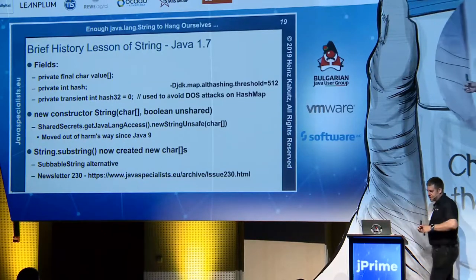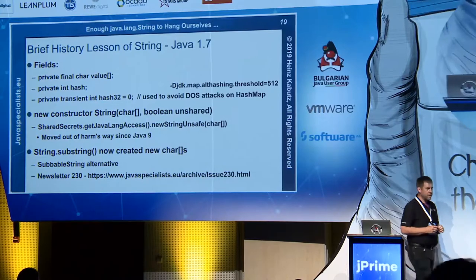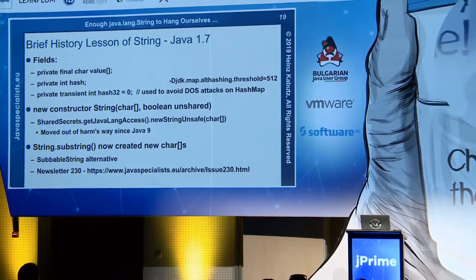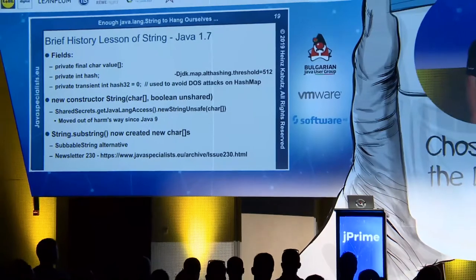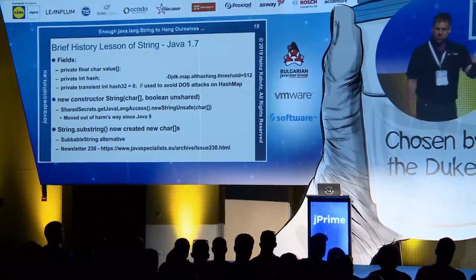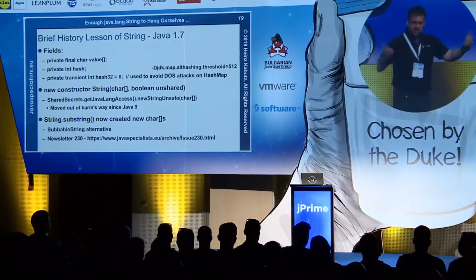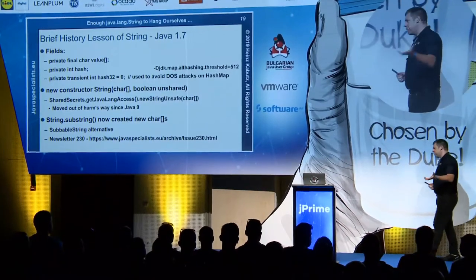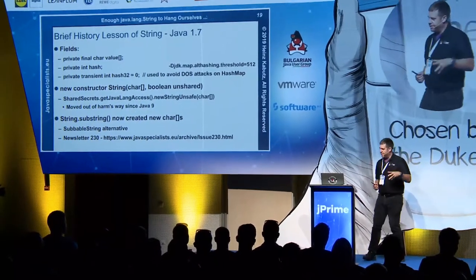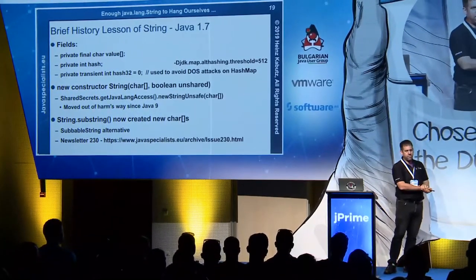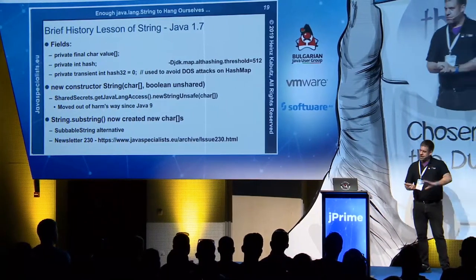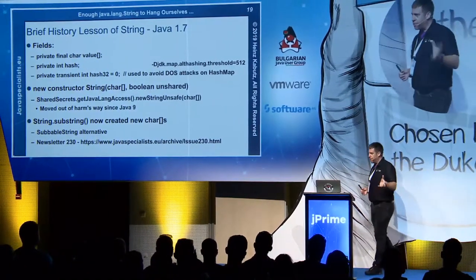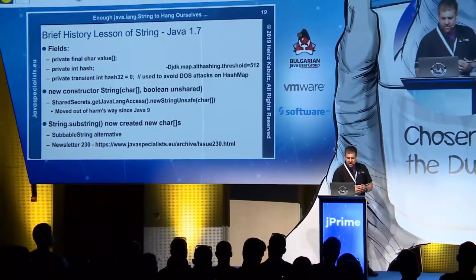There's another thing which they did in Java 7: they added a new constructor that took a char array and a boolean. This constructor was package access, which meant we couldn't call it ourselves directly, unless you used deep reflection and set accessible true, in which case you can do anything anyway. If you could call it, you could construct a string that pointed to an existing char array. Normally, when you construct a string with a char array, it would make a copy of the char array. But here, I can point it to an existing char array, and then it wouldn't make a copy. So you can imagine how one could use that.